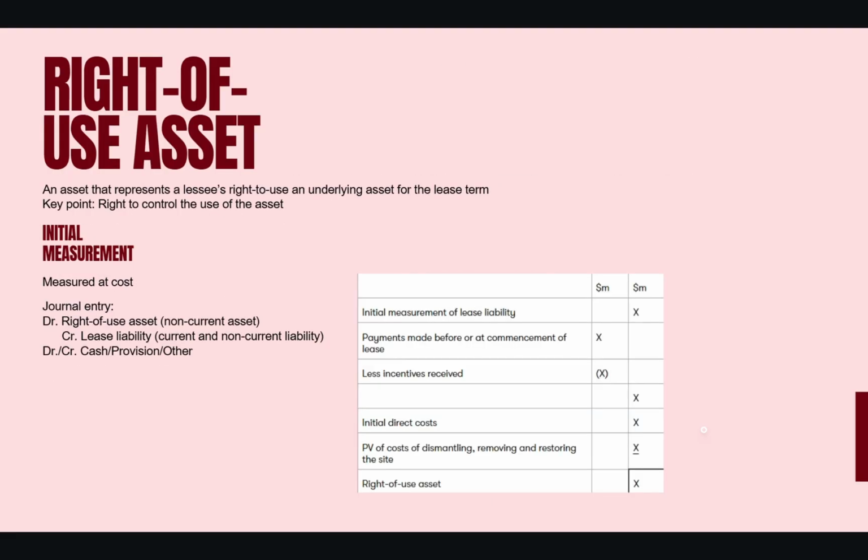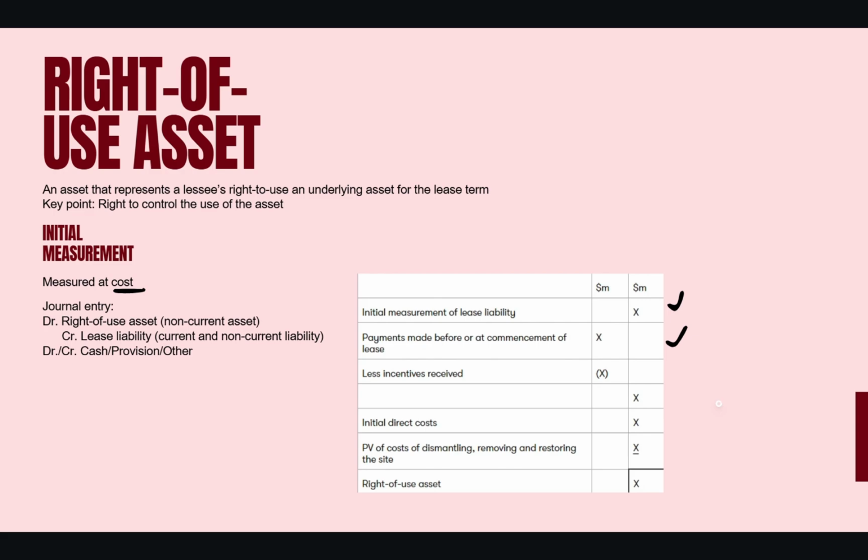And now the measurement. The key point of right of use asset is basically the right to control the use of the asset. You can only recognize it when there is the right to control of the asset. The initial measurement is at cost, basically the initial measurement of lease liability, the PVFLP, and then payments made before or at commencement of lease, which is not included in the PVFLP, and then less incentives received. You must also add initial direct cost and PV of cost of dismantling, removing, and restoring the site.